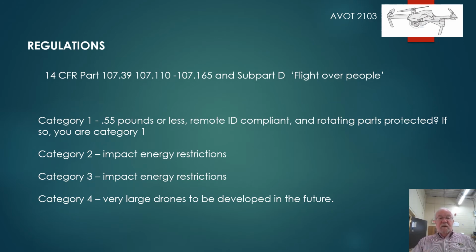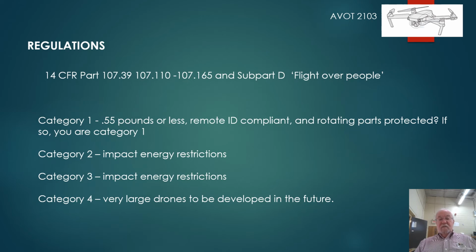So switching gears now, there's another change, flight over people, and this is CFR Part 107.39, also 107.110, also 107.165, also Subpart D, flight over people. So I'm going to briefly review that. You have 4 different categories. Category 1 is any drone that is 0.55 pounds or less, is remote ID compliant, and its rotating parts are protected. If so, that makes you Category 1.